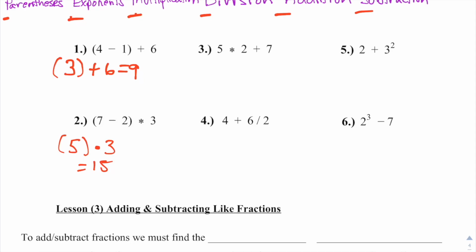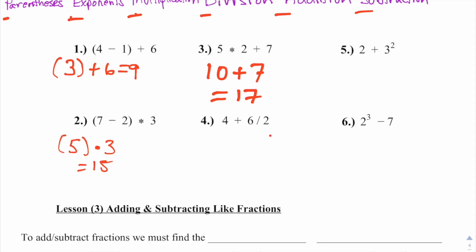Looking at example number 3 here, we don't have any parentheses, but we do have three terms again, and we have two operations, so we have to come up here in the hierarchy and look which one's first. Well, multiplication is before addition, so we have to do the multiplication first. So we have 5 times 2, which gives us 10. So there'll still be 10 plus 7, which gives us a solution of 17.